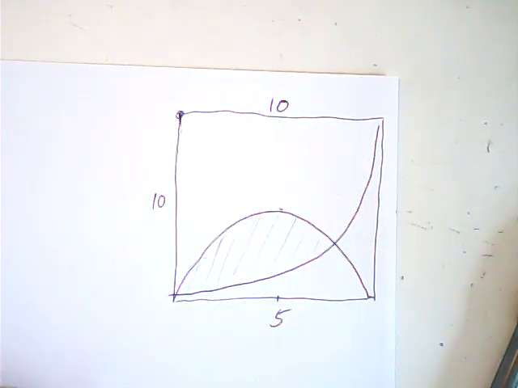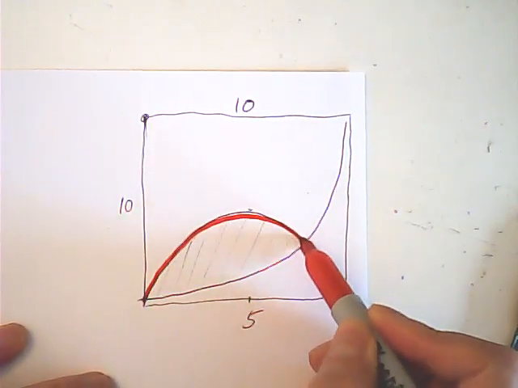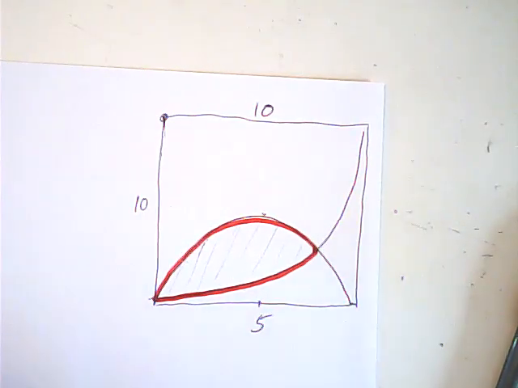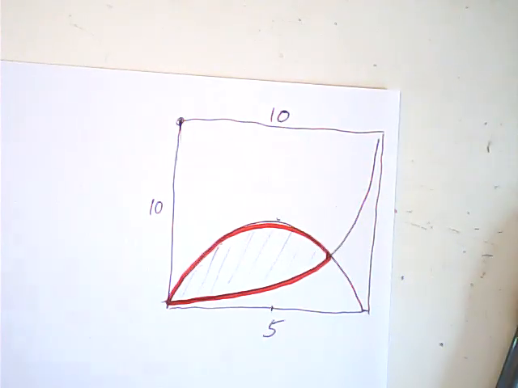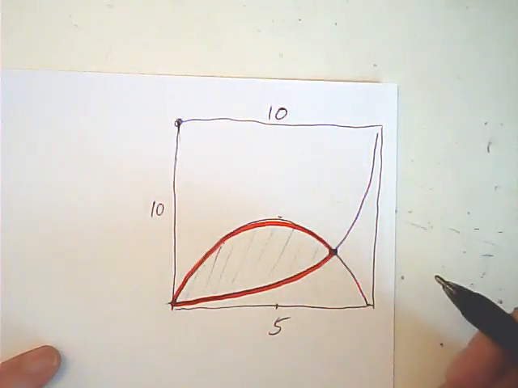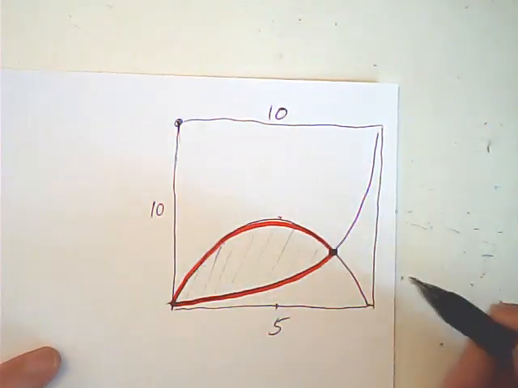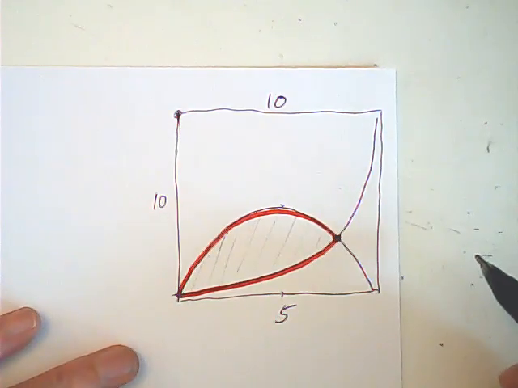Okay, let me use a color. We are looking for the area of this region. Okay, good. First, we have to find the intersecting point. This one is 0, 0. This one we don't know. Now, how do we find this point?